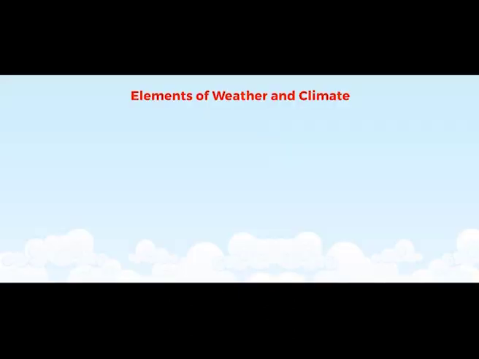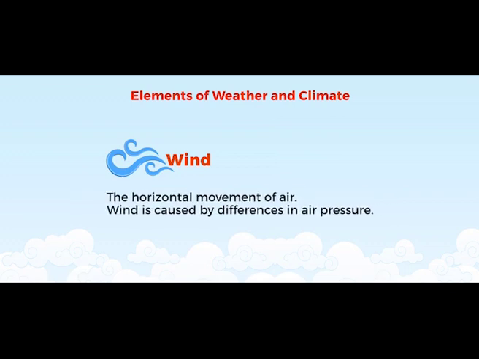Next element of weather and climate is wind. And wind is the horizontal movement of air. Wind is caused by differences in air pressure. So when we are defining wind, now we have to remember wind means simply horizontal movement of air. And it is said that wind usually blows from high pressure to low pressure areas. And wind also determines the climate or weather condition of a place.